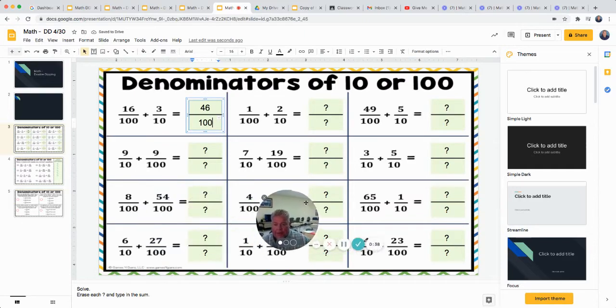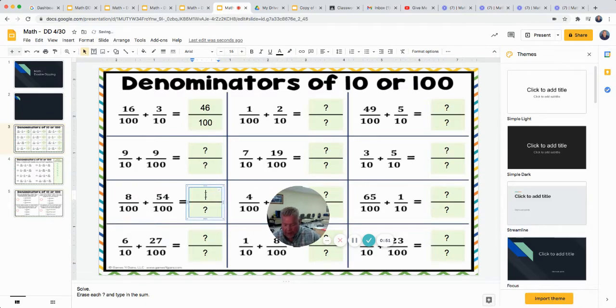Okay, look at this one. I'm going to use this as an example. Do I need to change 8 hundredths to 80 thousandths? No, because we already got both hundreds on the bottom. So I just got to add 8 plus 54. That would be 62 hundredths. So make sure you pay attention to the denominator. I see one right here that's tenths. You don't need to change that.